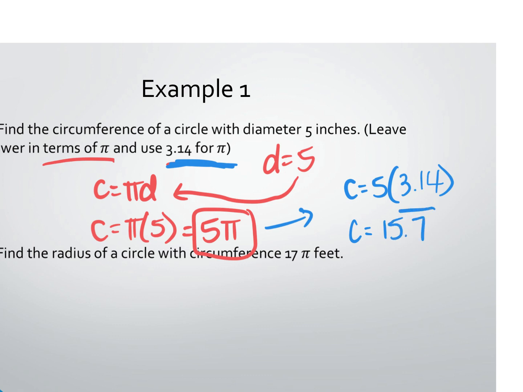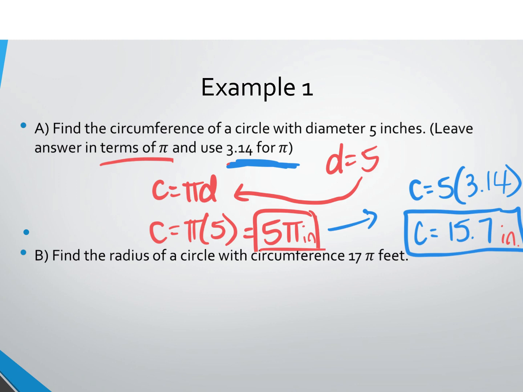15.7 is correct. I'm missing one thing on both of my answers. What am I missing? Not degrees. Yes, it's units. What units does it need? Inches. Very good. Inches here. We're going to put IN and inches here. Because remember, circumference is not degrees. It's not the measure of the arcs. So if it's asking you to use pi, make it equals. In terms of pi would be the red answer, 5 pi inches.